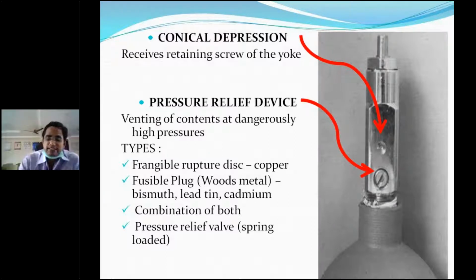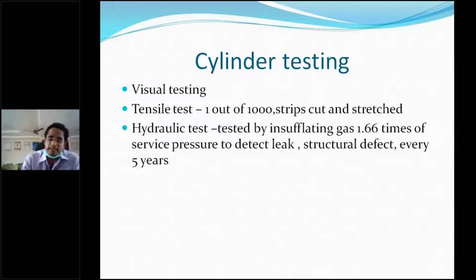You have an index system known as the pin index system. I'll be telling it later. So, cylinder testing. How do you test the cylinder? One is visual testing. For example, if you just see the cylinder, you should be able to say that, okay, this is a blue color cylinder, this is nitrous oxide. Okay, this cylinder has a black body with white shoulders, that is the oxygen, right?